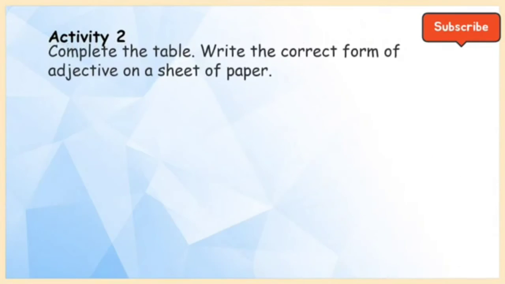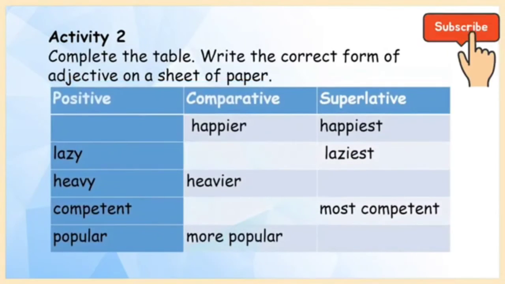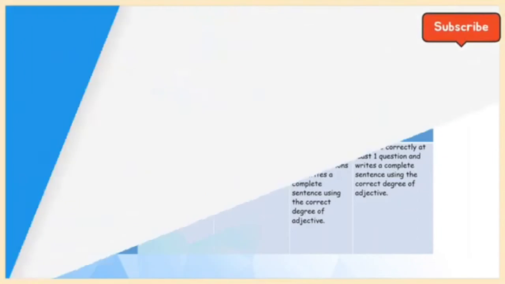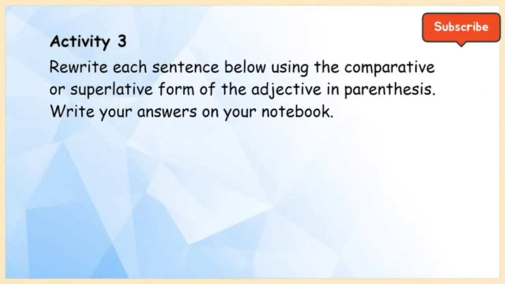Activity 2. Complete the table. Write the correct form of the adjective on a sheet of paper. Here is the rubrics to guide you in answering Activity 3. Activity 3. Rewrite each sentence below using the comparative or superlative form of the adjective in parentheses. Write your answers in your notebook.